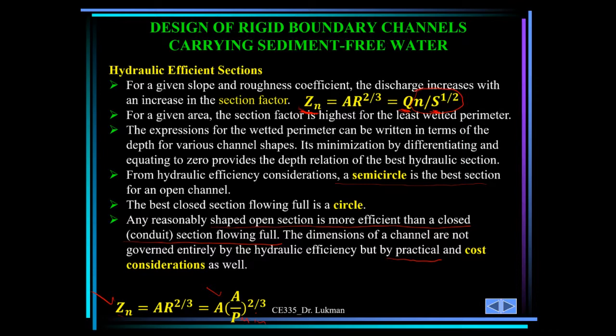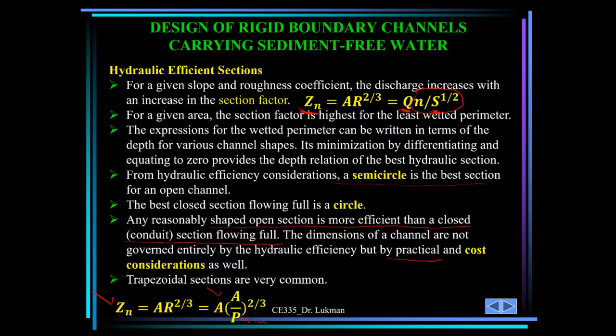Then cost is one of the most important things, because each section you choose will come with a different cost. But here it is also very good to note that any reasonably shaped open section is more efficient than a closed conduit. So this is very important. Open section is more efficient than closed conduit.